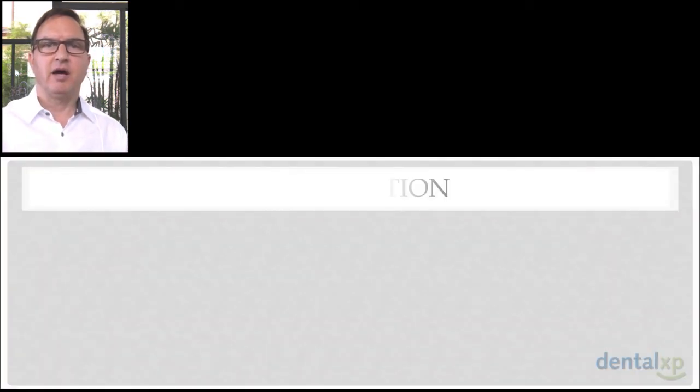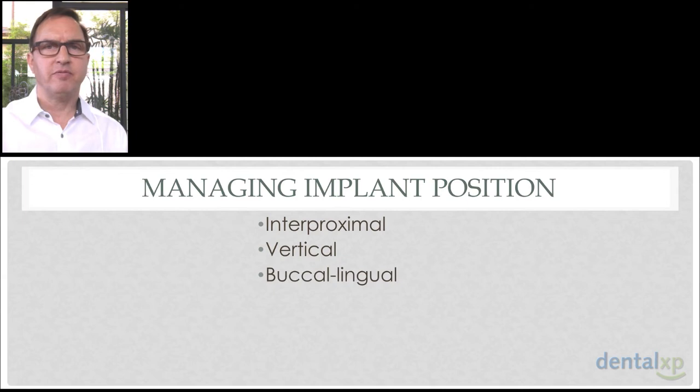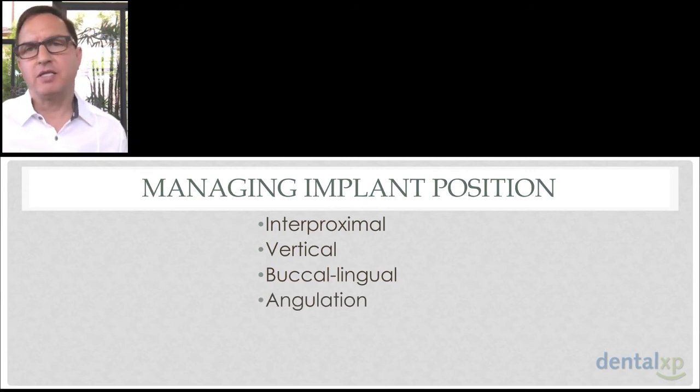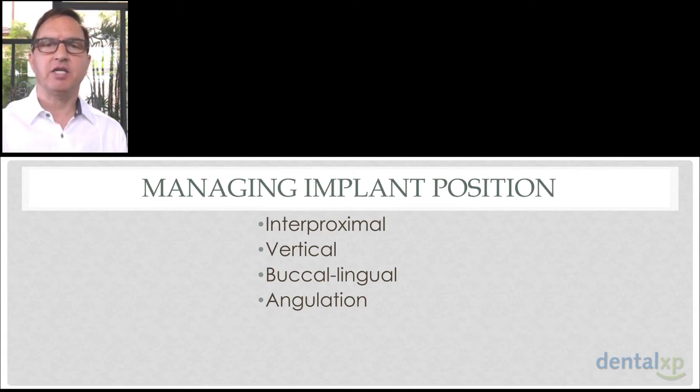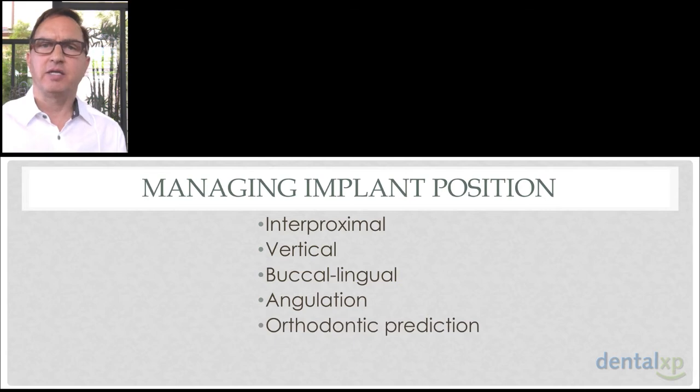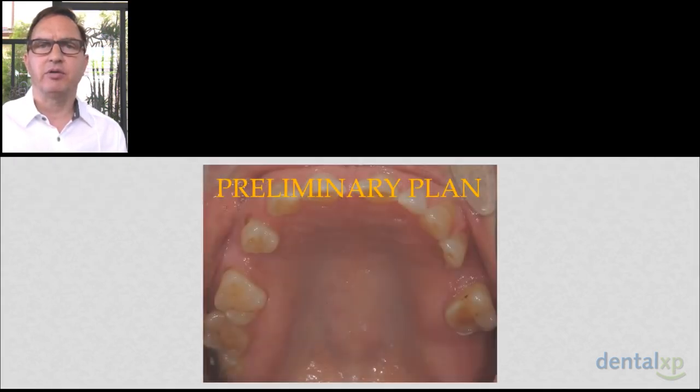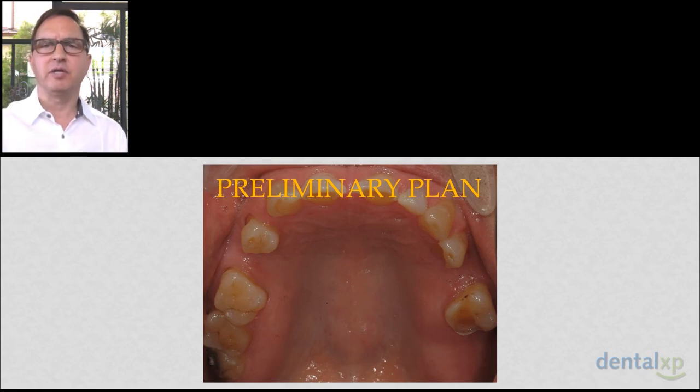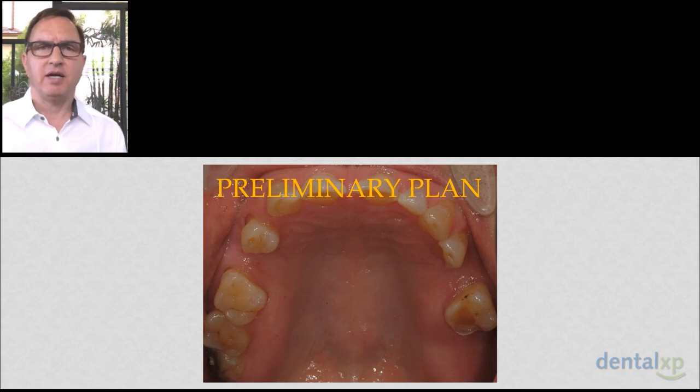So as I mentioned, managing implant position is critical for the indications for ordering a surgical guide. That's interproximal, vertical, buccolingual, also angulation, as I just presented. What are other indications? Inter-implant spacing, possibly, yes, and also orthodontic prediction. So in this next patient, I'm going to illustrate a patient who had a diagnosis of a congenitally missing lateral tooth number 7, and he was also suffering from severe wear, collapsed vertical dimension of occlusion, tipped and drifted teeth, and we were looking at a treatment plan which would incorporate orthodontics.